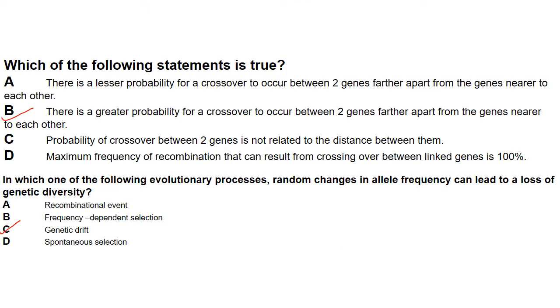Then which of the following statements is true? There is lesser probability for a crossover to occur between two genes further apart. Greater probability for crossover to occur between two genes further apart than genes nearer to each other. Answer is option B. That is the true statement. Then, in which of the following evolutionary processes do random changes in allele frequency lead to loss of genetic diversity? That is genetic drift. Answer is option C.